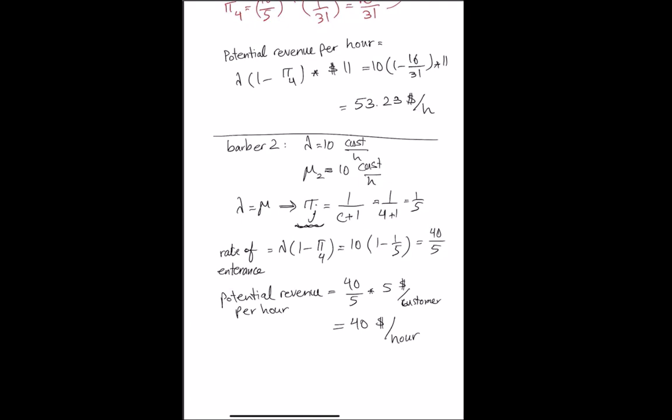So the comparison is between this number and this number. Obviously barber 1, although it takes a lot longer to do the haircut, since it charges $11 compared to $5, at the end of the day has more revenue per hour compared to barber 2.